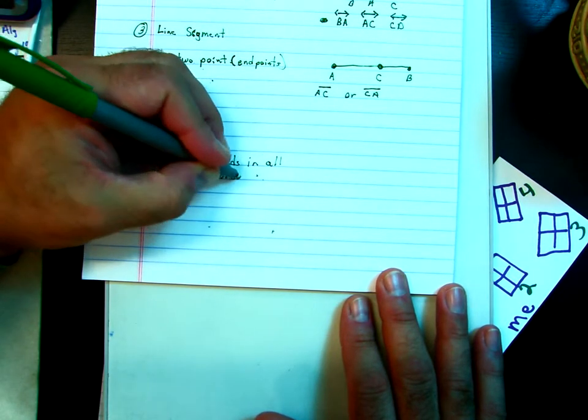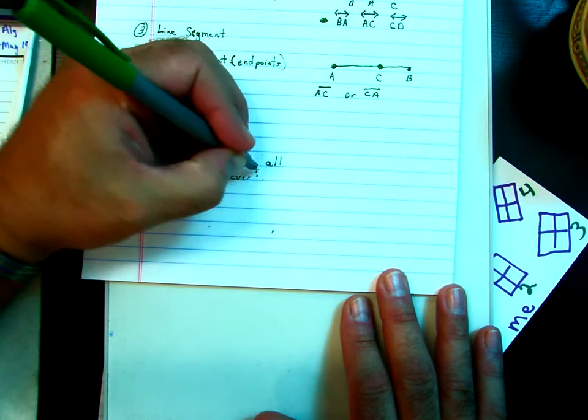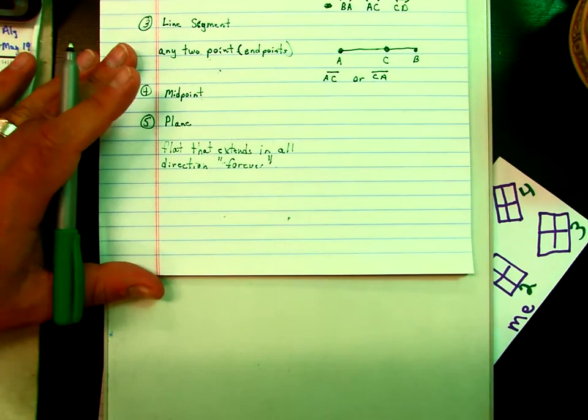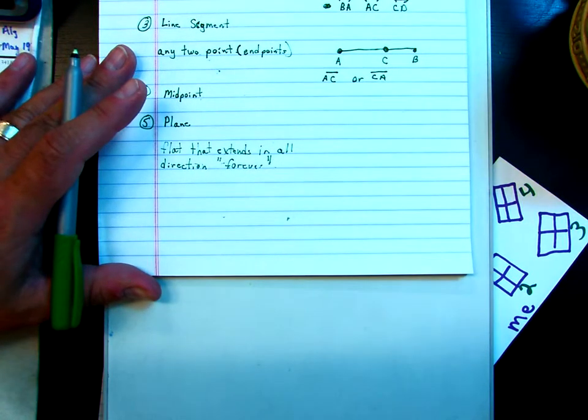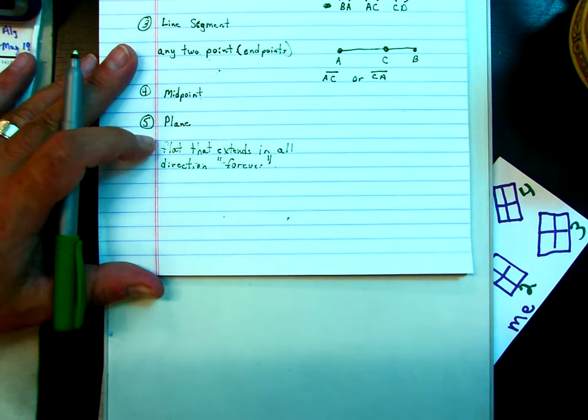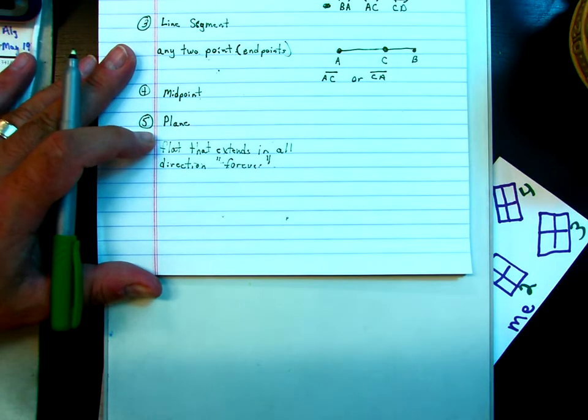Forever. And they say infinitely. Now, on the planet Earth, do we actually have anything that is a plane? No. There's nothing that extends on forever. It resembles a plane. We use the example of a plane as a flat surface.